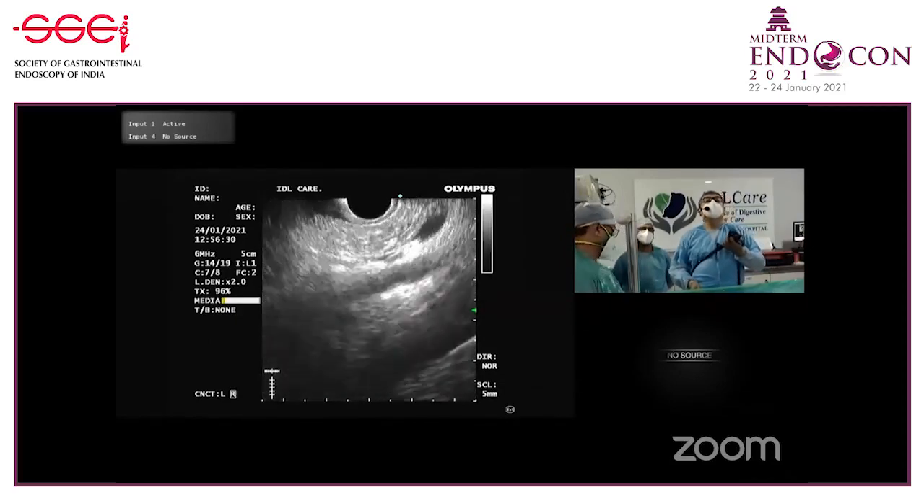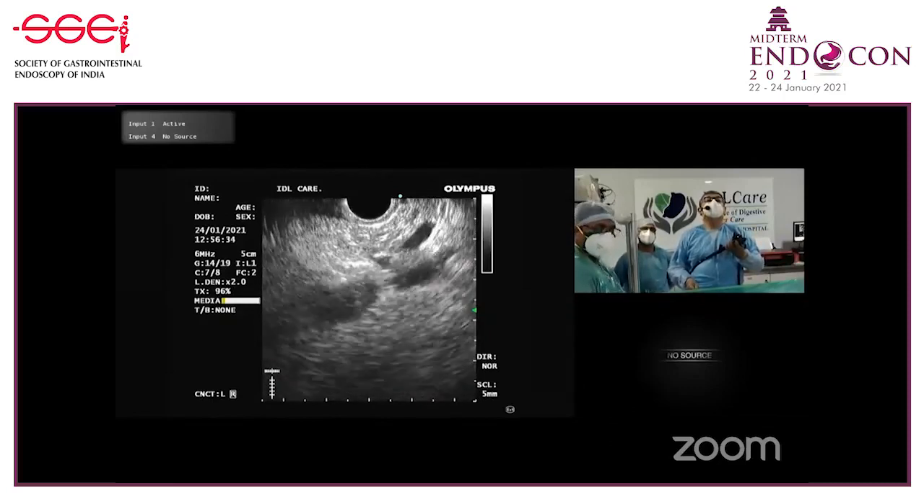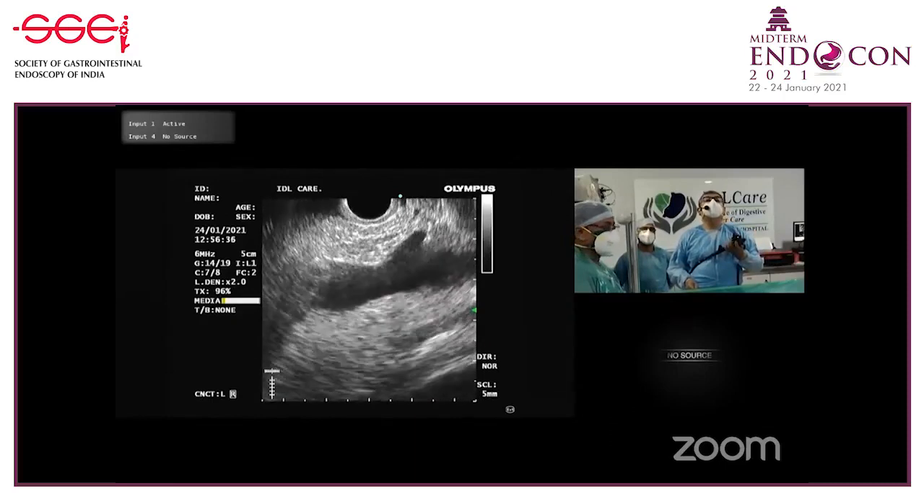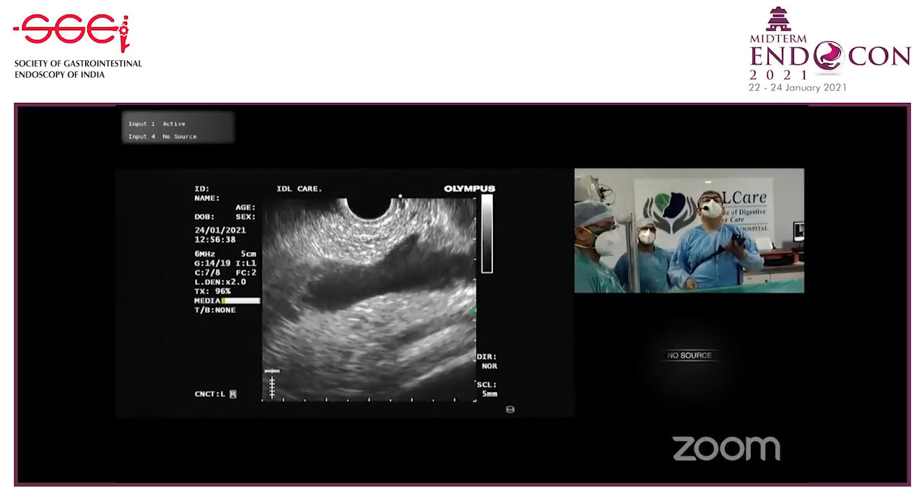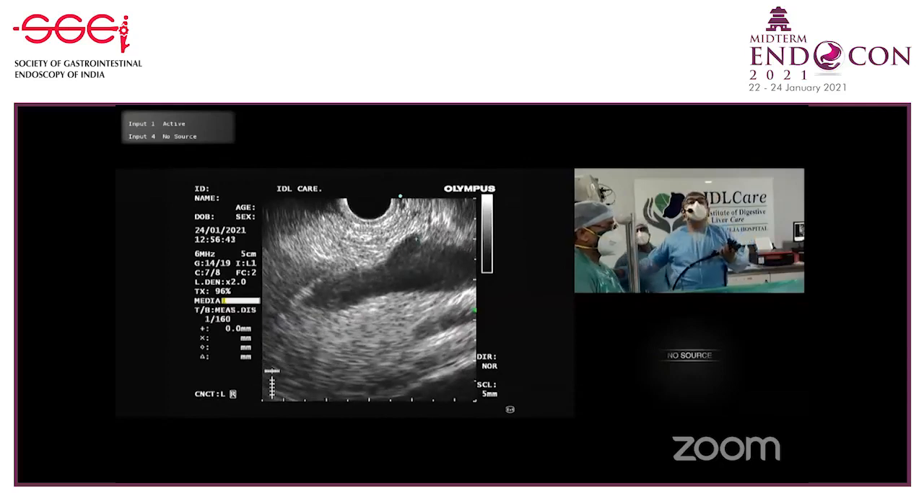Keep tracing the splenic vein. See, this is the confluence where the splenic vein and superior mesenteric vein are joining to form the portal vein. Please. So this is the splenic vein here, superior mesenteric vein, and this is the portal vein going towards the liver, head of the pancreas, common bile duct. So the liver is this side.